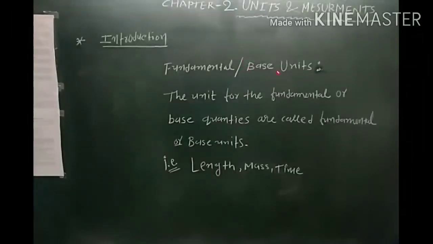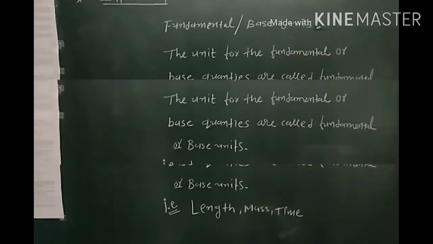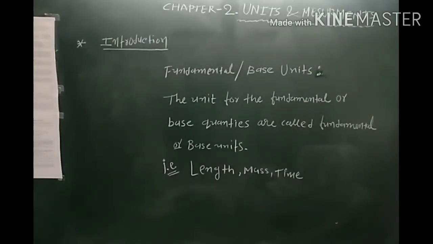The units for the fundamental or base quantities are called fundamental or base units. For example, length is measured in meter, mass is measured in kilogram and time is measured in second, and so on. Other than those fundamental units, there are many other units which are combinations of different fundamental units.